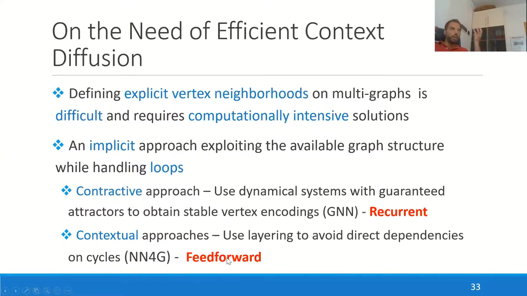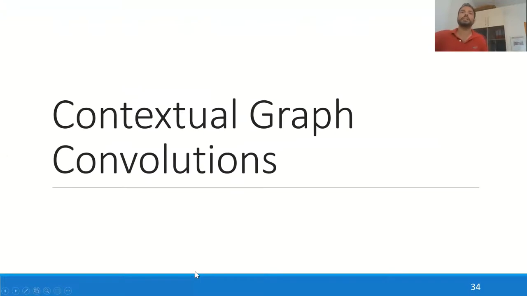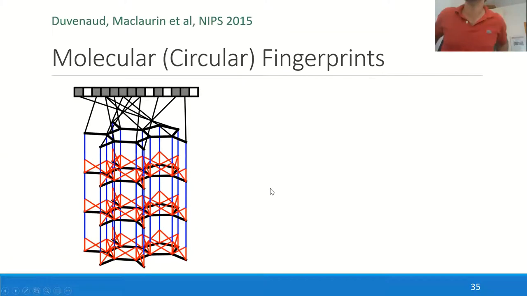I'm going to be using layering as a way, as we've seen in the initial motivation, to convey the information from further nodes into my target node. Okay, so let's now move very quickly to this contextual graph convolution.